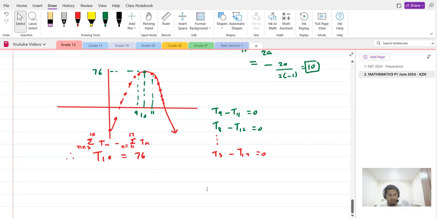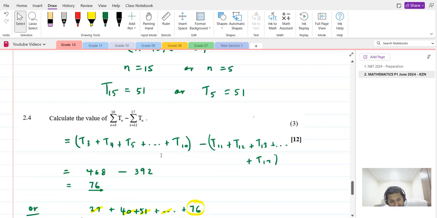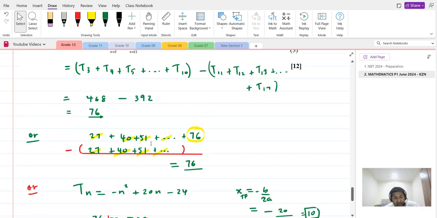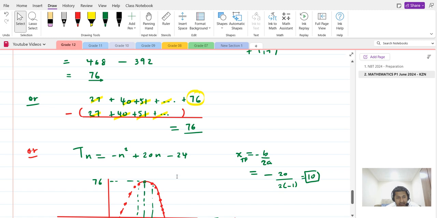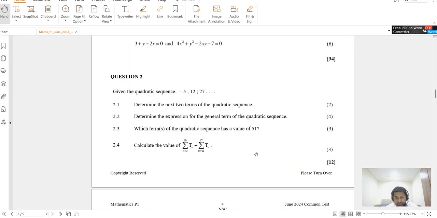Nice question. So we've done this problem in 3 different ways. I used a calculator method, then I used the cancellation method where I put it as a backward sum, right? And the last one is using graphs. I hope you guys understand. Moving on to the next question.